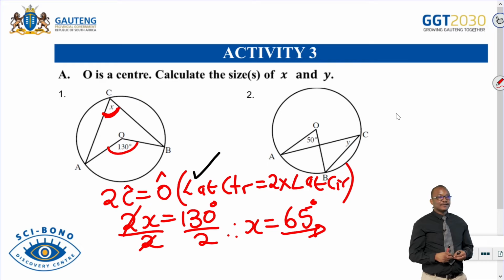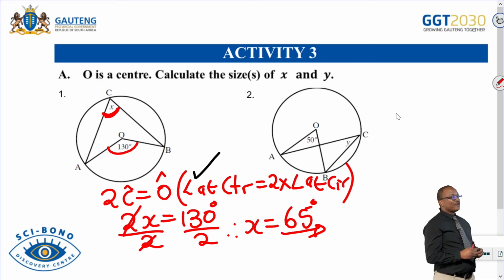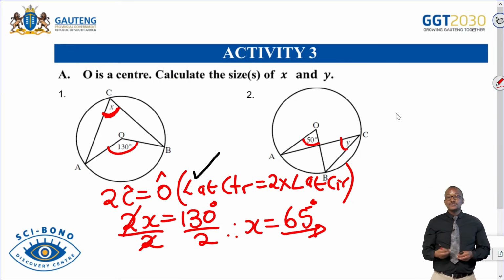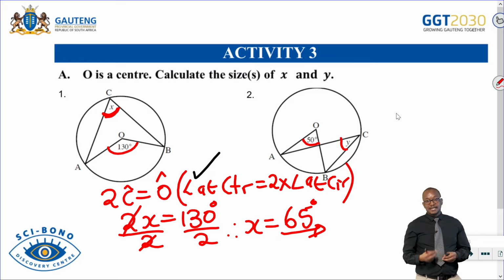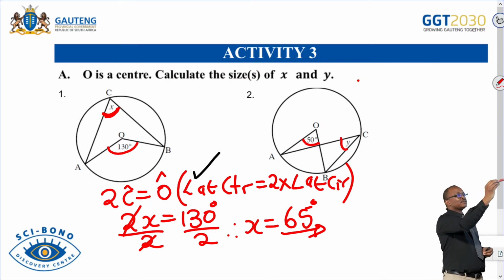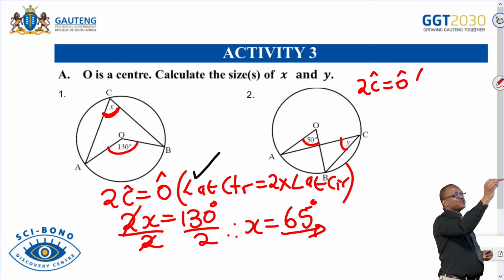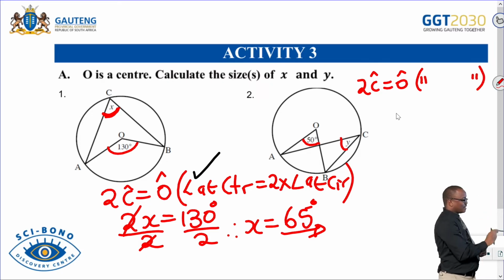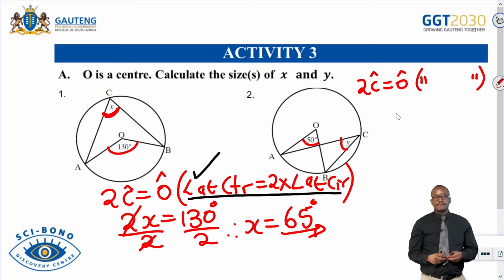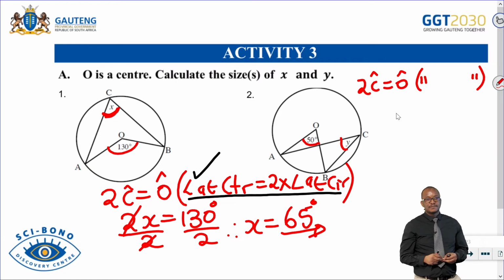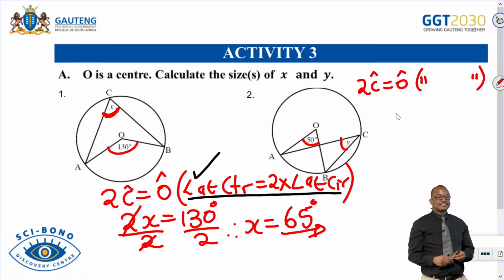So now looking at the second one, the same scenario, we have the angle at center, which is 50, and we have our unknown angle there at the circumference, which is y. How are we going to calculate y? We apply the very same theorem, where we're saying 2 of your angle C is equal to angle O, the angle that is at center. Then you know that the reason will be the same as the one you gave in the first question: angle at center is twice the angle at the circumference.